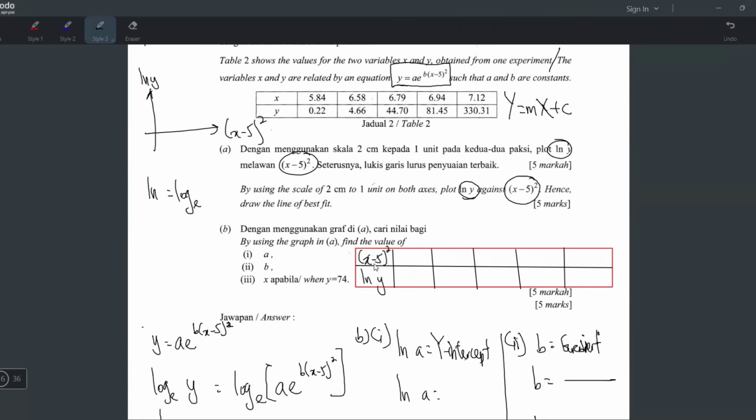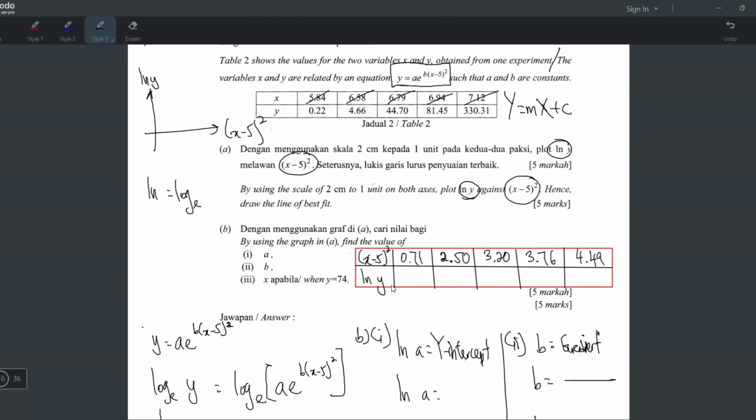Alright, how to get the x minus 5 square? First we tekan 5.84 minus 5 and then square. Alright, I get 0.71. Oh, remember to write in 2 decimal place for this because later have to plot this and it's a graph question, so 2 decimal place. 6.58 minus 5 and then bracket square 2.50. The next one is 6.79 minus 5 and then square is 3.20. 6.94 minus 5 square 3.76. 7.12 minus 5 square 4.49.